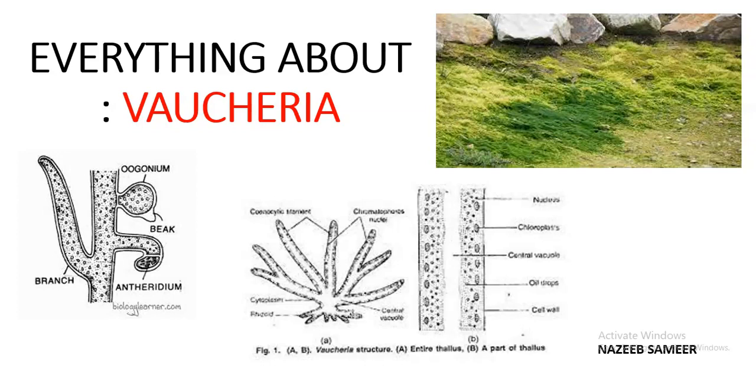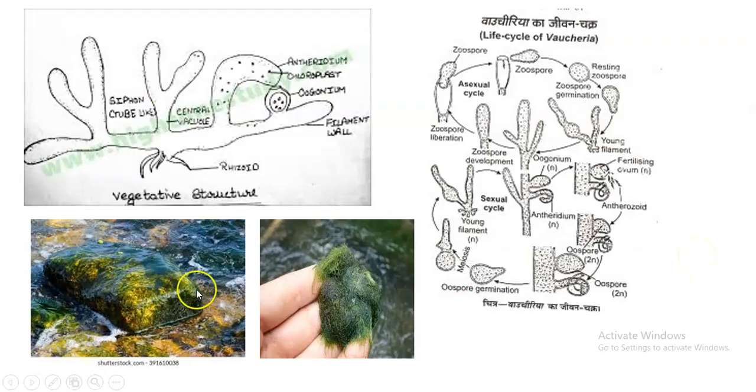Vaucheria is an alga belonging to yellow-green algae, that belongs to the class Xanthophyceae. It is commonly known as water felt. You can see that it is forming a mat-like structure on the substratum where it attaches. See this mat. So this is called water felt.